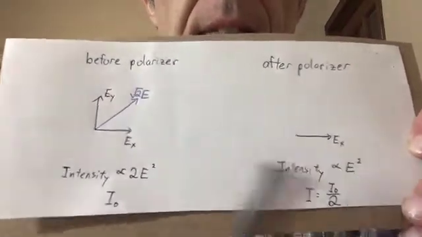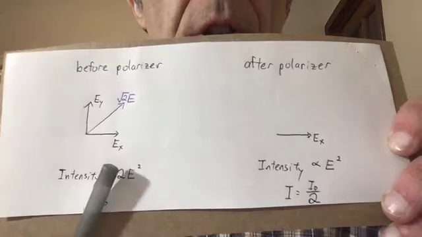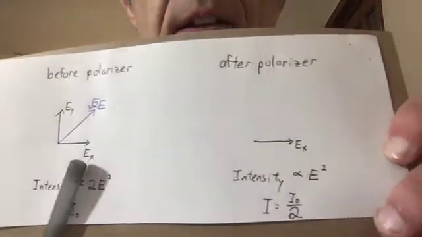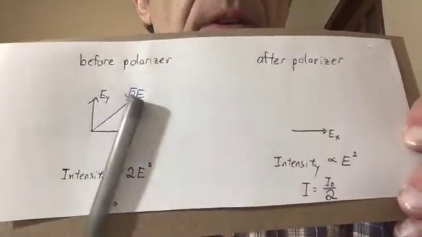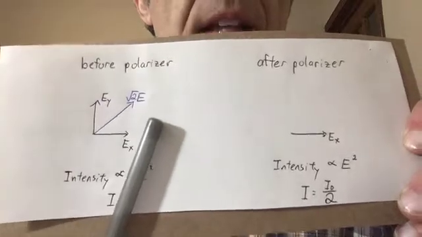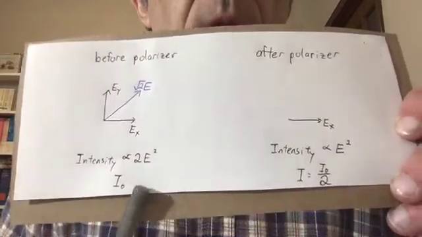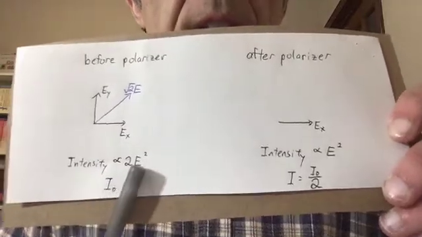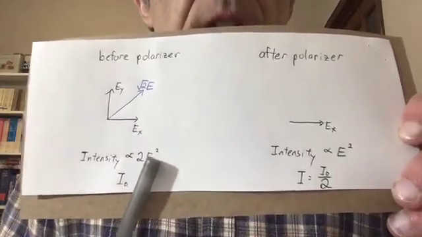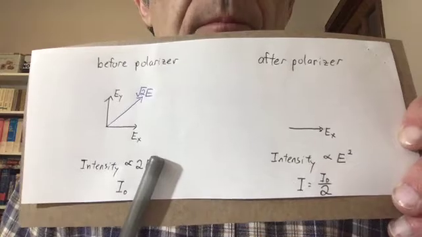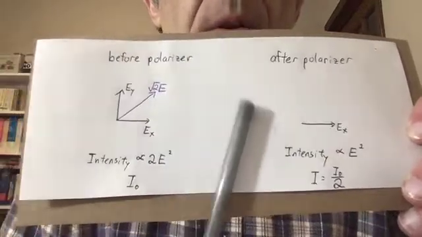The intensity of light is proportional to the electric field squared. And since this has a square root of 2 in front of it, if you square that, you'll get E squared, and the square root of 2 will become 2. So this initial intensity corresponds to something that's the strength 2E squared. Now what happens after the polarizer?